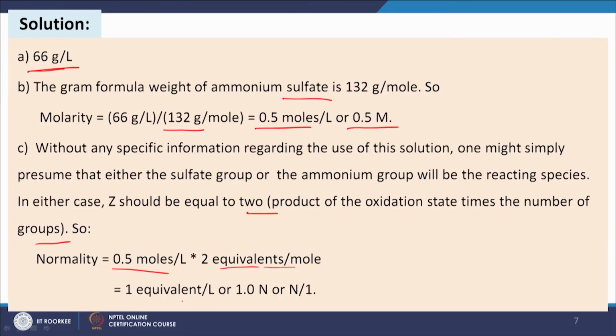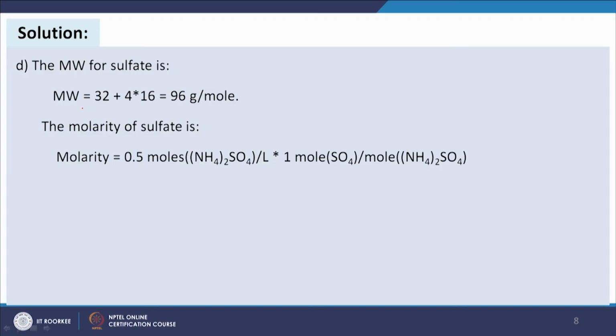We are getting 1 equivalent per liter or 1.0 normal. N by 1 we can say; somewhere we can have N by 10, N by 100. So, in this case we are getting N by 1 or N. Then for part D, let us see the molecular weight of sulphate.